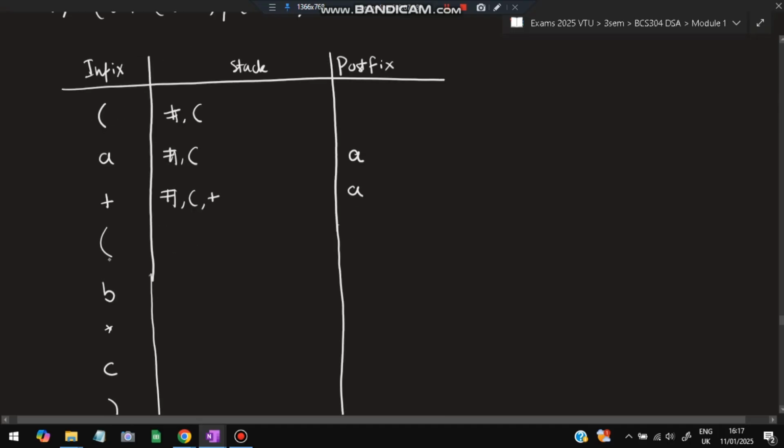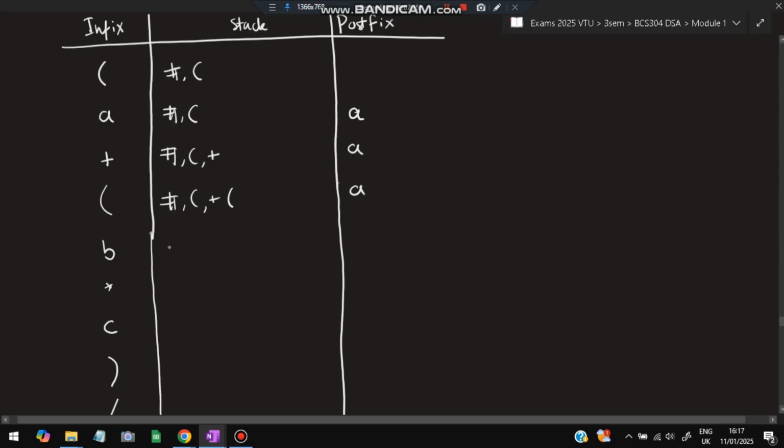After that, when another opening braces is present here, we'll be pushing it like this. So here we'll be putting it like this: hash is here, opening braces, plus is here, and another opening braces present here. Then A will be as such. And B came; for B also no other symbol is added, so this will remain like previously, and after A I'll be writing B here.